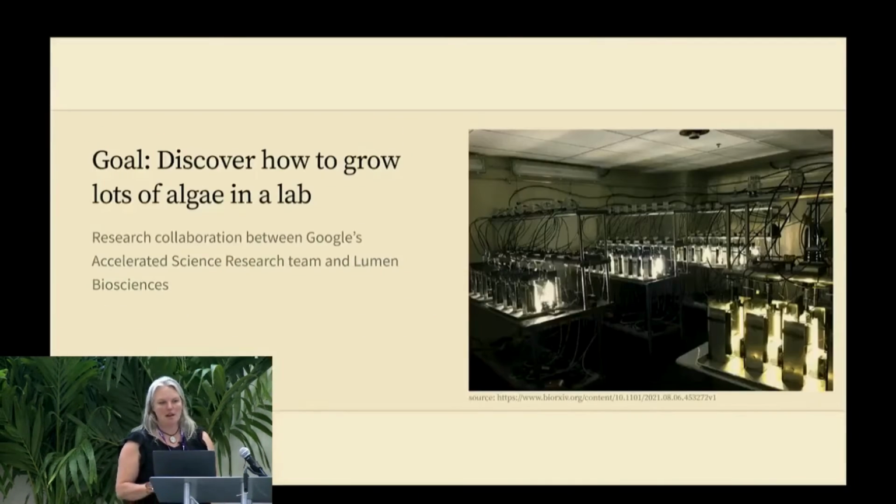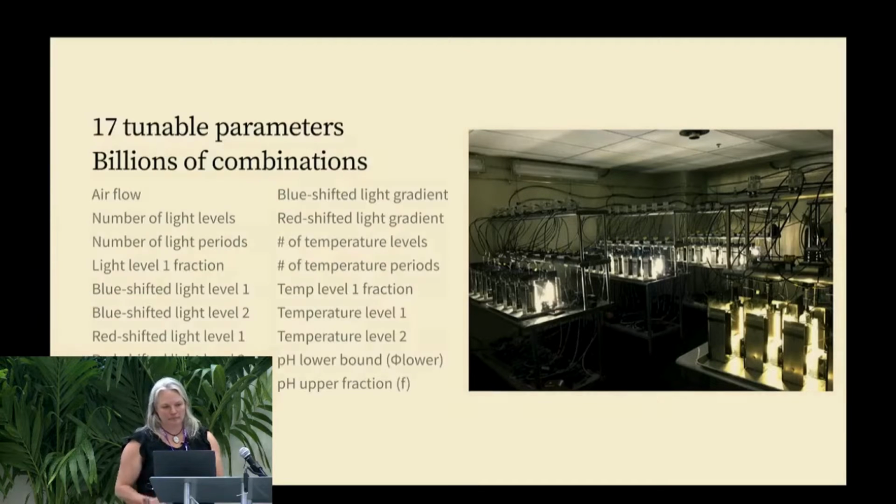So that was a lot of theory. Let's dive into an example. This was some research being done with Google and Lumen, and their goal was to discover how to grow lots of algae in a lab, which might not sound that exciting, but if you can grow algae fast, you can do a lot of other good scientific things, like help with climate change and make new drugs and more. Their job: figure out how to grow a lot of algae.